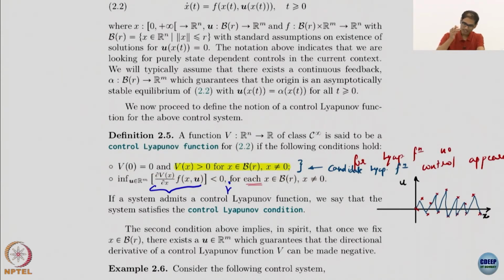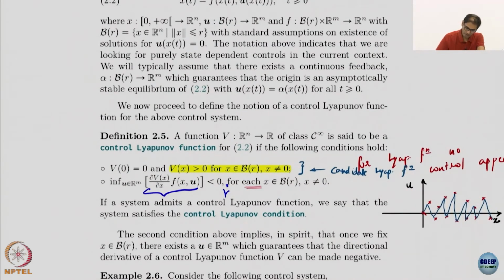The second requirement is the interesting requirement. It basically says that the infimum over all controls of V dot, this is actually V dot, by the way, the way we have defined it, it is the partial of V with respect to x times x dot, which is this. This has to be strictly negative for all x in B_R and x not equal to 0. This pretty much looks like the negative definiteness of V dot. So as such, no big difference. The difference is very subtle.